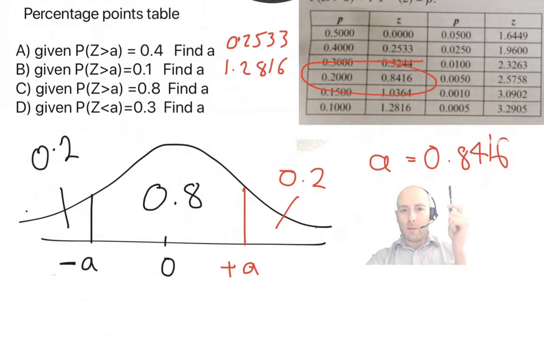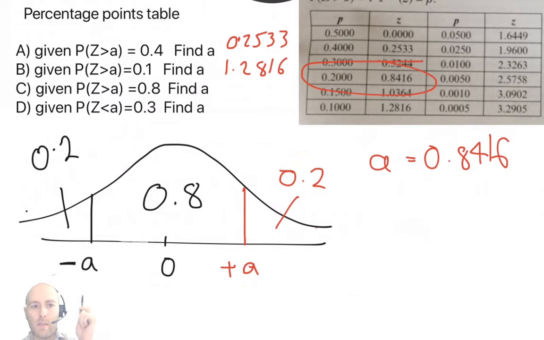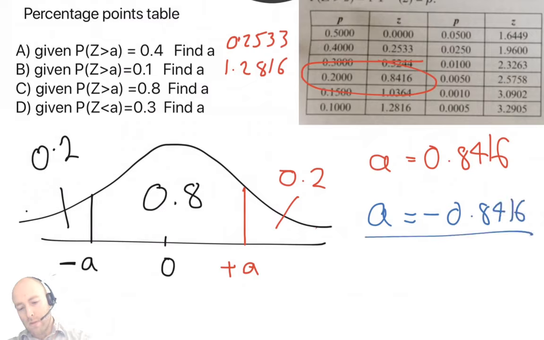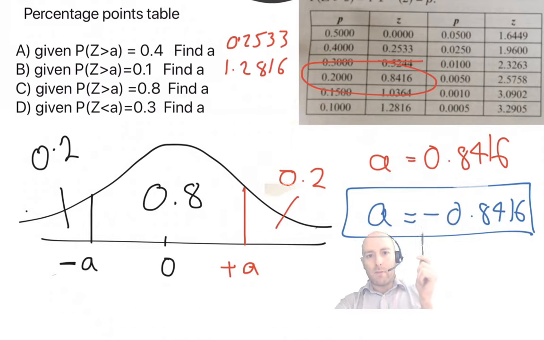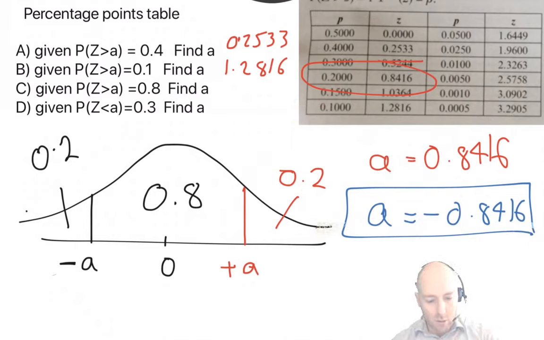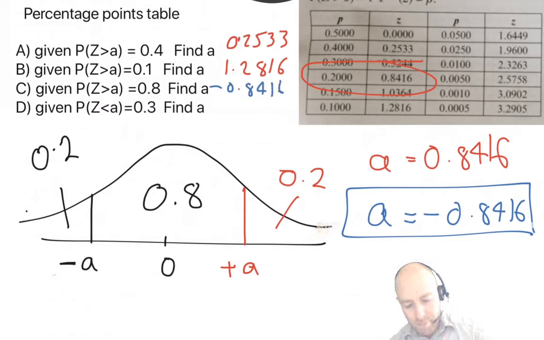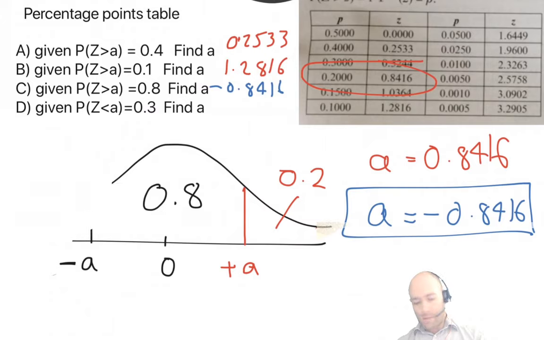But that's not what we were looking for. That's what I found. So the actual answer: A is minus 0.8416. So we've used the sketch to find an equivalent area with an equivalent value. That's the wrong sign. We found that and then we've corrected our sign afterwards. So for part C, you should get minus 0.8416. Anyone got any questions about that? No, don't think so.